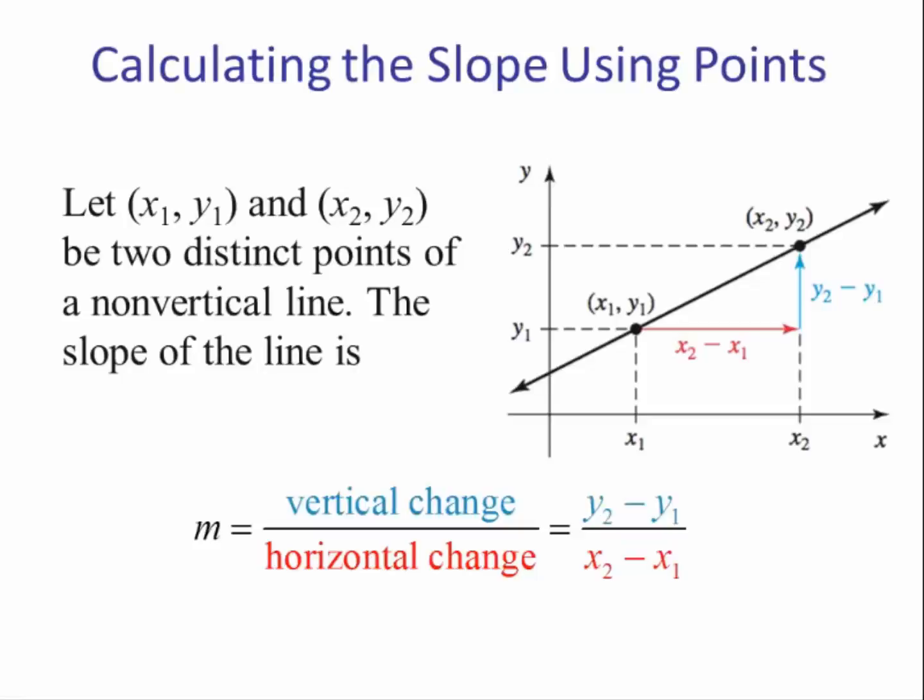Now if we're given 2 points, we do have a formula for slope. It is still the vertical change over the horizontal change. The vertical change would be the change in the y values over the change in the x values. The reason why we have these little subscripts is once you pick your y coordinate from one of the 2 points, the x coordinate must come from the same ordered pair as this y. This x coordinate has to come from the same ordered pair as this y.